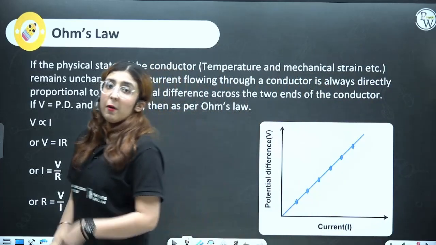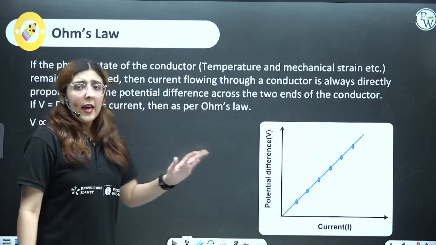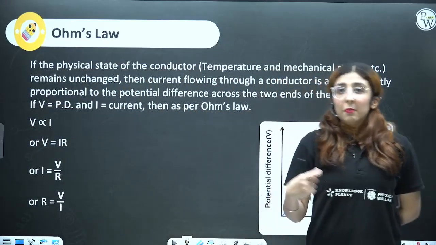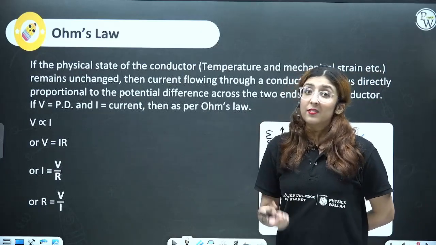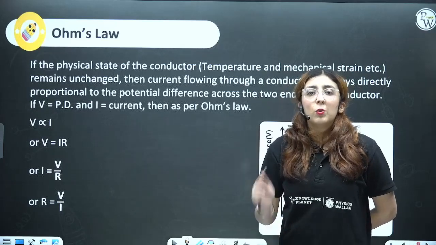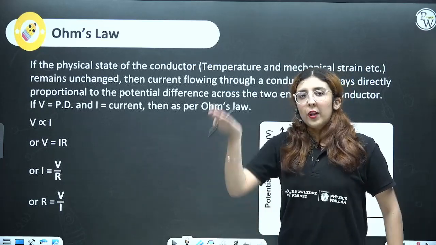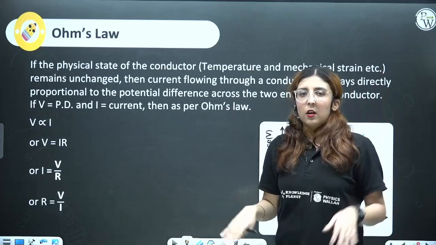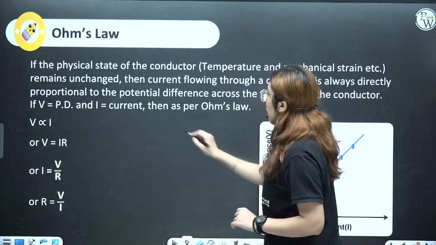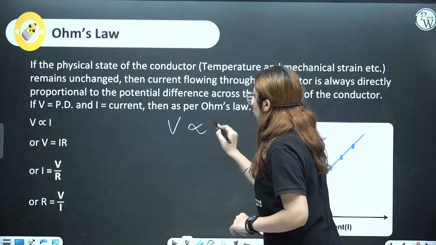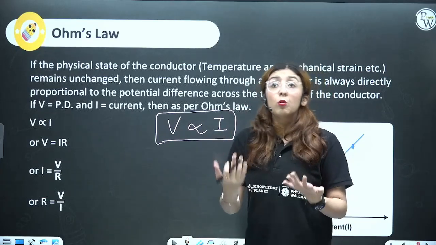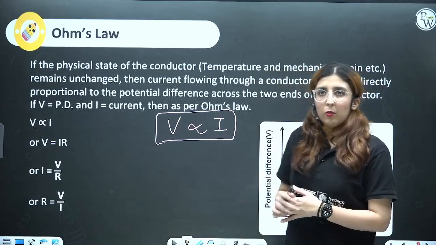Now we are going to talk about Ohm's law. Ohm's law tells me only one thing. And yes, the statement is there, you have to learn the statement as it is. It is going to tell you only one thing, that your potential difference will depend upon current. More potential difference, more current. Less potential difference, less current. So it is telling you that potential difference is directly proportional to current. And this has been experimentally proved also. How? I will talk about that.